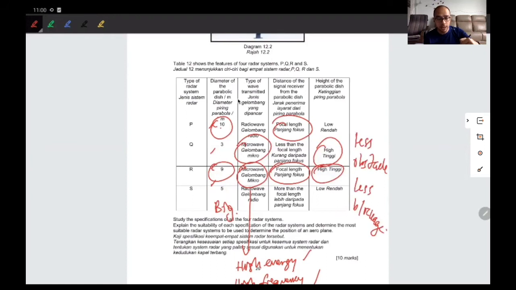After you've done this analysis, you notice that R is the best, because the diameter is big. Never say the diameter is 9. Be very careful, I will say this again and again: don't use numbers. When we are doing a decision-making question, always use high, low, big, small, greater, lower. Never use the number. Although they give the number, don't use the number. That's a pretty standard answering technique. So be very careful.